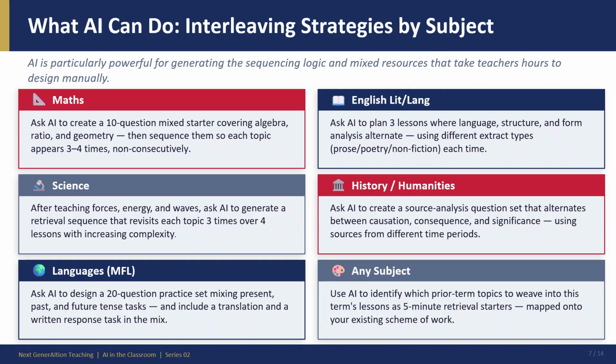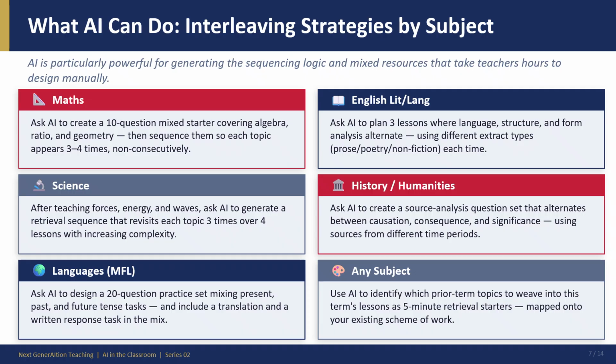In science, after teaching cell biology, chemical reactions and forces as separate units, ask AI to design a 4-lesson retrieval sequence that revisits each topic at least twice, with increasing complexity from recall to application. You check the science is accurate. You adjust for what your class actually needs to practice.